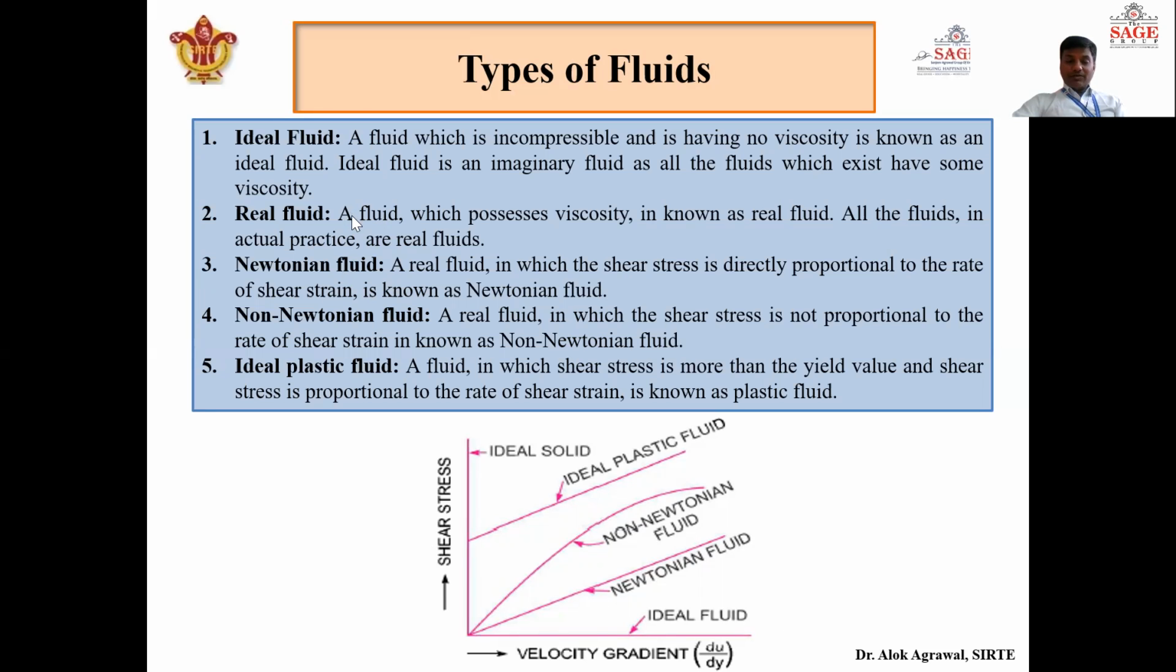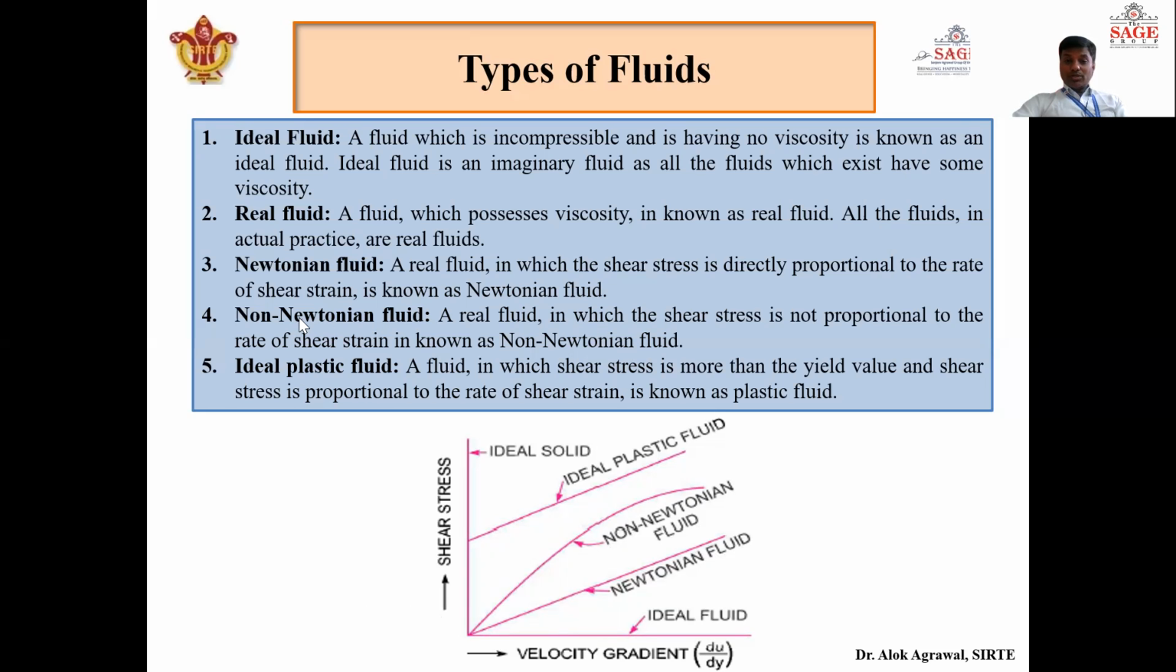The second one is real fluid. A real fluid is a fluid which possesses viscosity. Okay, so all fluids in actual practice are real fluids. Now this real fluid is again divided into different types of fluid, that is Newtonian fluid, non-Newtonian fluid, or ideal plastic. A real fluid in which shear stress is directly proportional to the rate of shear strain, we call it a Newtonian fluid. Or we can say that the fluid which follows Newton's law of viscosity is known as Newtonian fluid, and we get a straight line, equation of line that is represented as this.